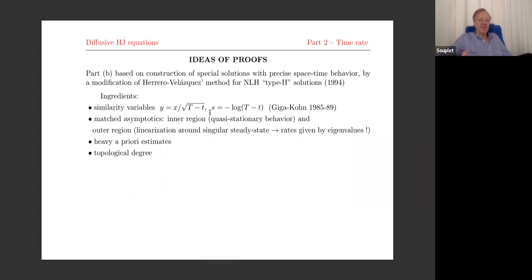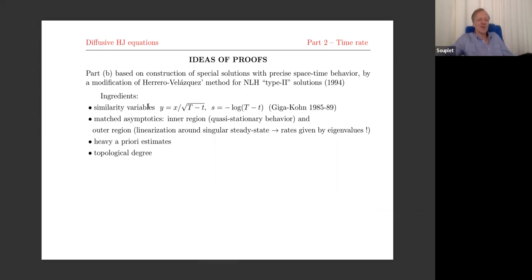It's basically a modification of the Herrero-Velasquez technique for type 2 solutions. Of course, there's also the Merle-Raphael technique, and they both have advantages and drawbacks. For this problem, it was maybe easier, more convenient, to use the Herrero-Velasquez technique.